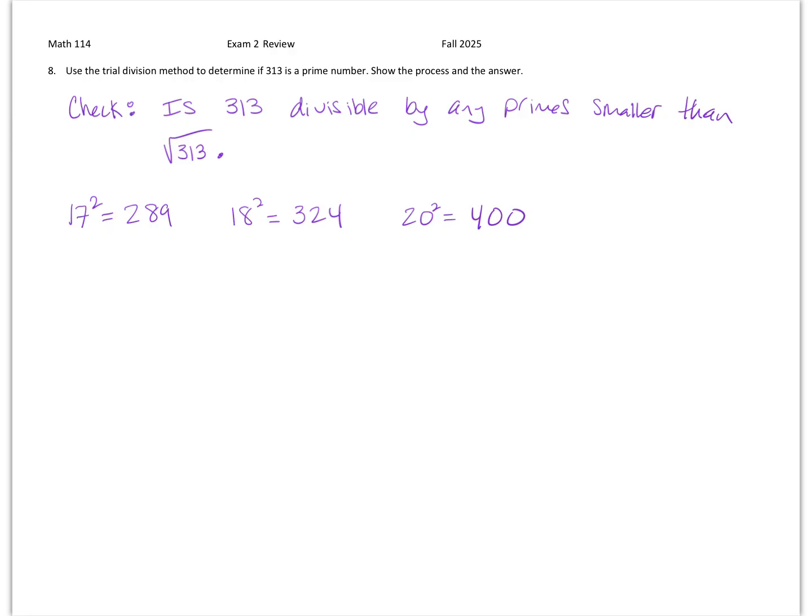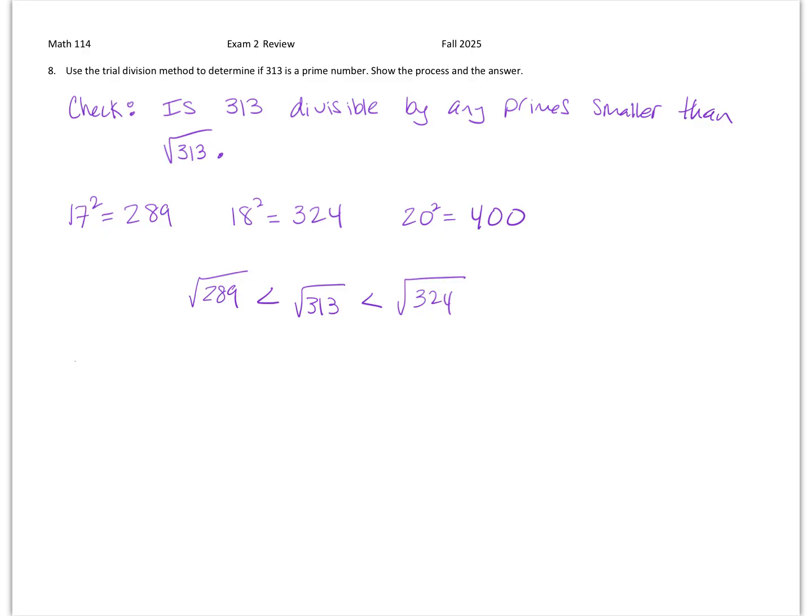So we would say the square root of 313 is smaller than the square root of 324 and bigger than the square root of 289. Okay. So 17 is the last prime I need to check. And if you didn't have these numbers, you could just check one more prime, which would be 19, right? So we'll check all the primes up to 17, or 19 if you didn't have these squares memorized. Okay, so we just need to check primes.